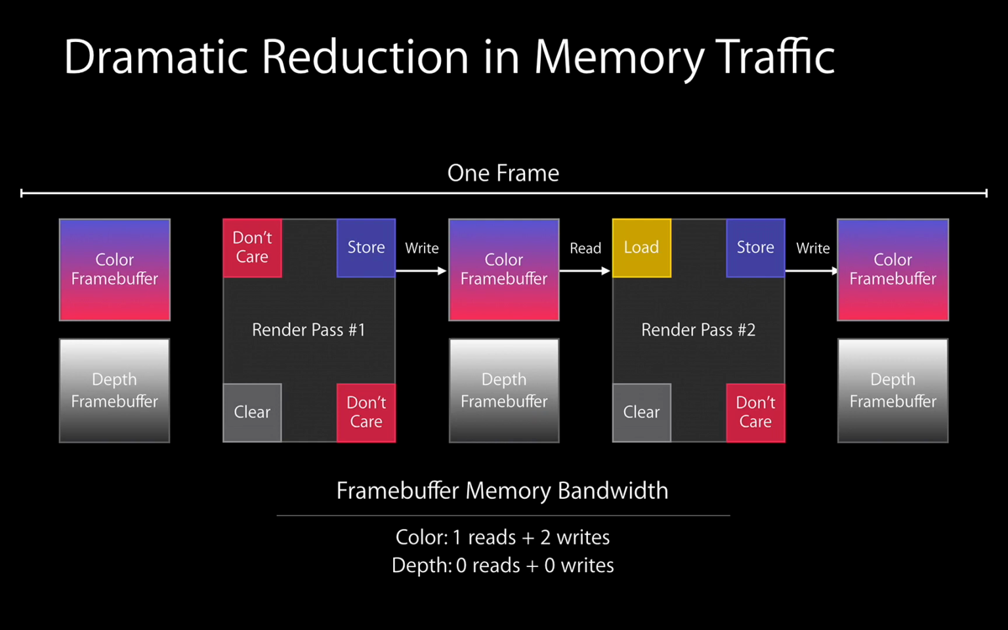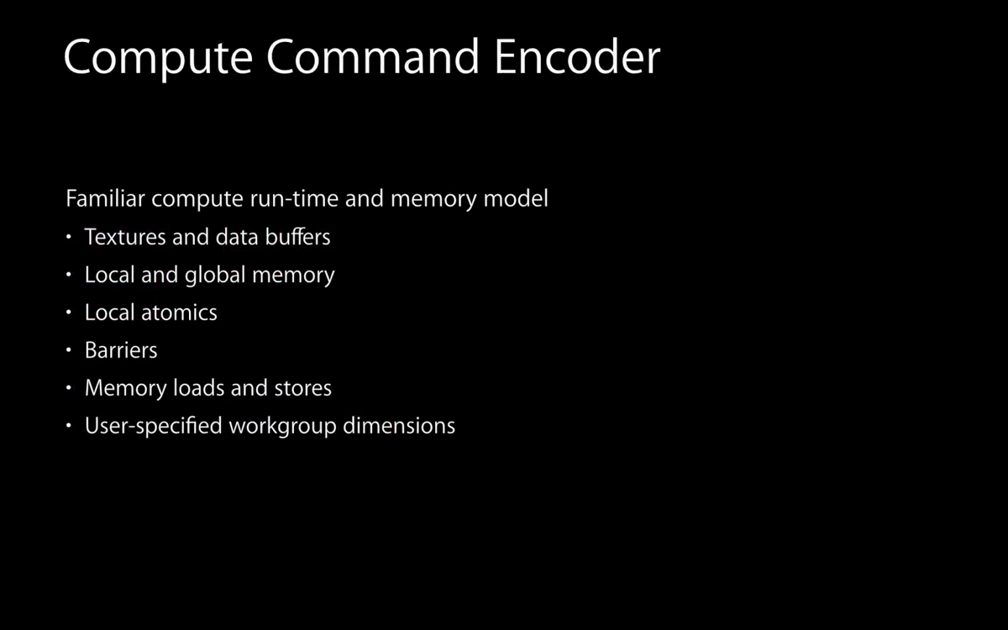All right, that's rendering. Now we're going to look at the next area we introduced with Metal of functionality, which is compute. So we're not going to spend a lot of time today talking about general purpose data parallel computation on the GPU, but for those of you who've done this type of operation before, you're going to find that this is a very familiar runtime and memory model. It uses the same textures and data buffers from the Metal graphics APIs. It has the same basic kinds of memory hierarchy, barriers, memories, and load stores that you might find in other data parallel programming APIs. And you can configure and specify exactly how the work groups for your compute operations will be executed by the GPU.